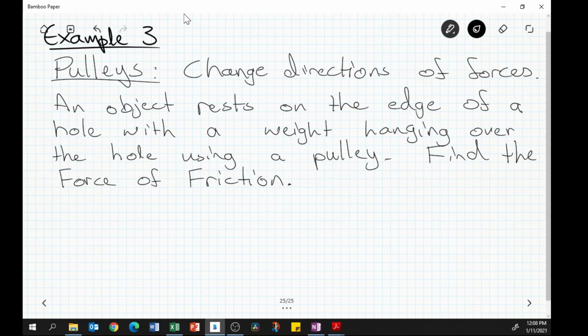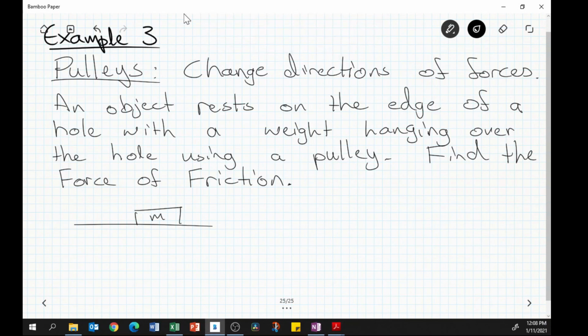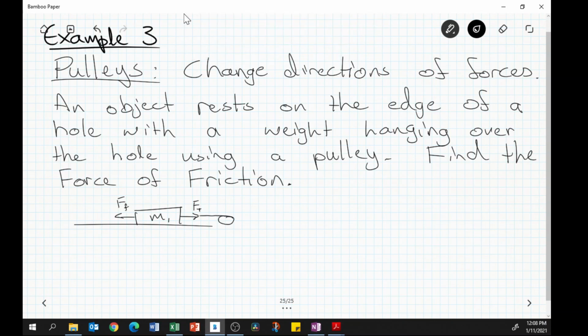But basically what you do is you take a mass, we'll call it M1. You use some force of tension and some force of friction and a rope over some sort of pulley to hold up a mass, which of course has some force of tension and some force due to gravity. And hopefully you don't fall to your death at the bottom.